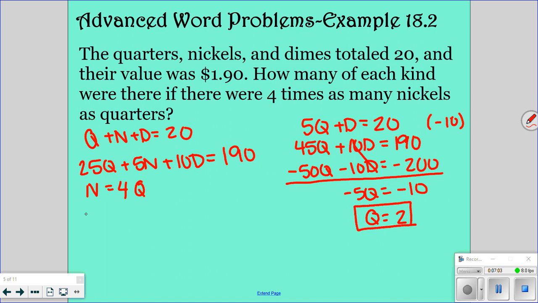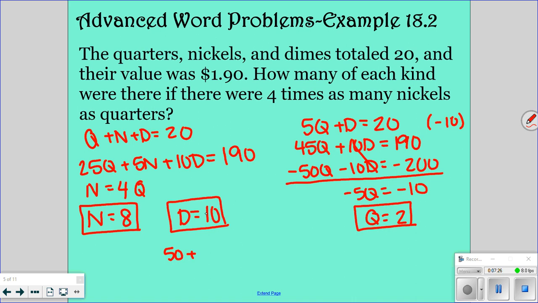If q equals 2, that means that n equals 8. And if we have a total of 20, 8 plus 2 is 10. So that means that the dimes had to be the other remaining 10. And then these are pretty easy to check. 25 cents for your quarters, that's 50 cents. 10 dimes at 10 cents each is $1, 100 cents. And then 8 nickels is 40 cents. And that adds up to 190, which is what they told us we had. So that's how you can check on those if you want.